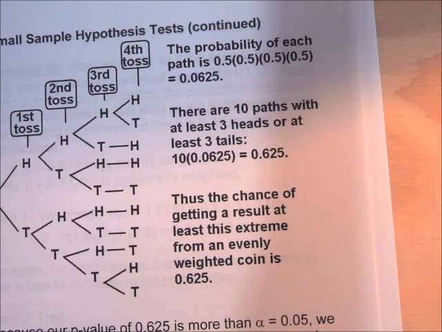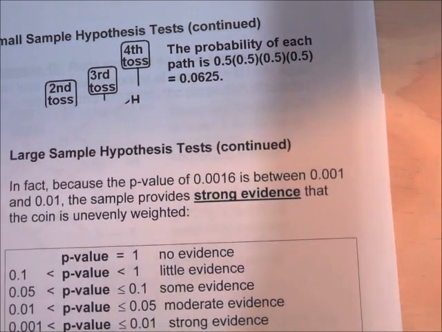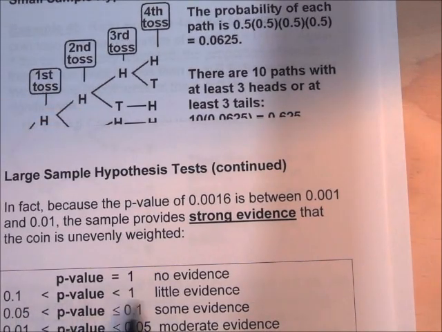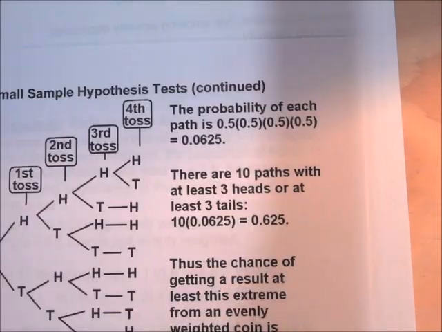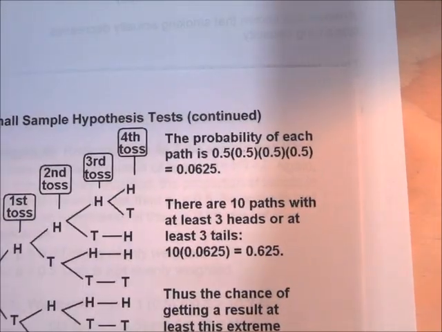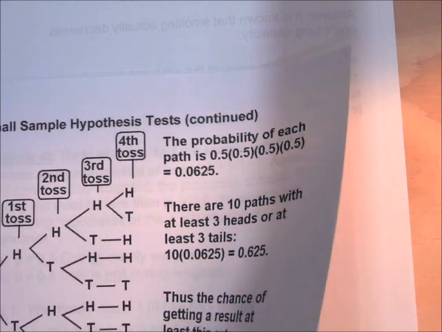And then if you look again at this chart here, the p-value of 0.6 is between 0.1 and 1. That sample provides little evidence that the coin is unevenly weighted.